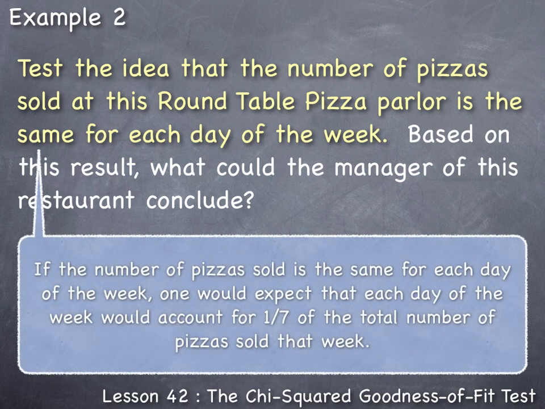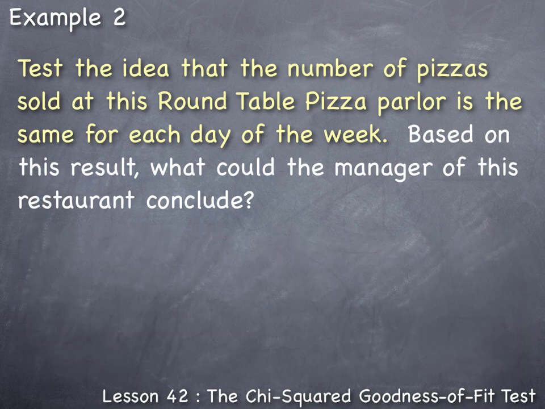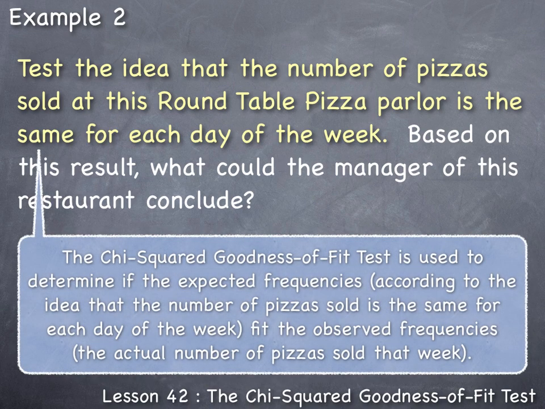Now, if the number of pizzas sold is the same for each day of the week, one would expect that each day of the week would account for 1/7 of the total number of pizzas sold that week. The chi-squared goodness of fit test is used to determine if the expected frequencies, according to the idea that the number of pizzas sold is the same for each day of the week, fit the observed frequencies, which is the actual number of pizzas sold that week.